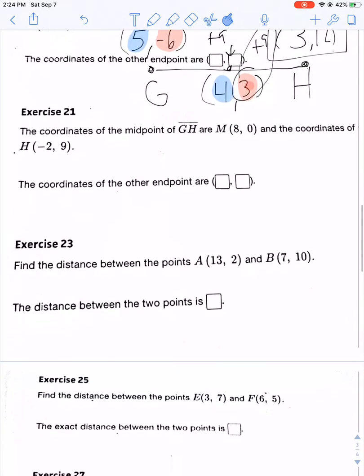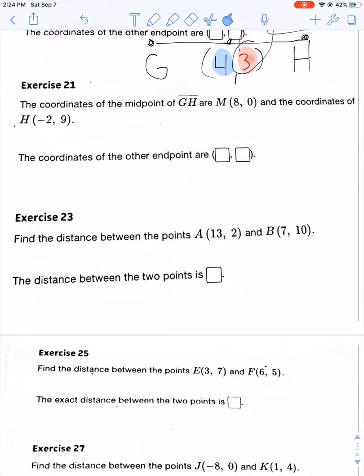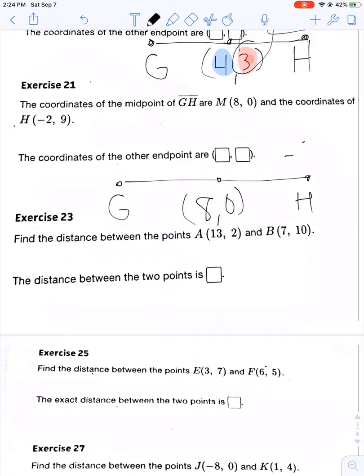Same problem here. Let me check to make sure it's not the same one again. It's not. We're good. So, I've got some line segment GH. It tells me that the midpoint M is at 8, 0, and then it tells me that it's -2, 9 here. And I basically have to find what GH is.